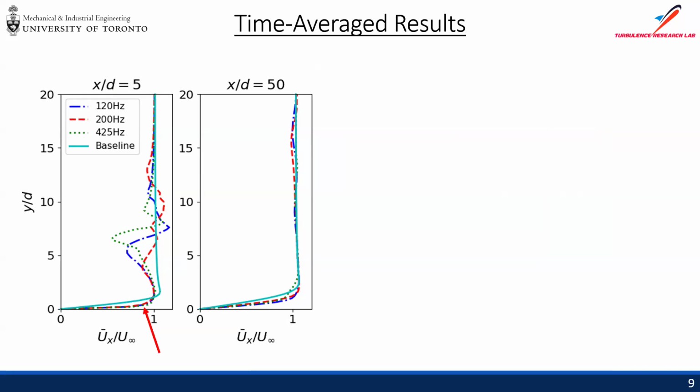However, if we move further away at 50D, we saw that the higher frequency case of 425 Hertz actually started having a deficit region compared to the other actuated cases or even the baseline case. We believe this is a result of the tail-like structures at that frequency.